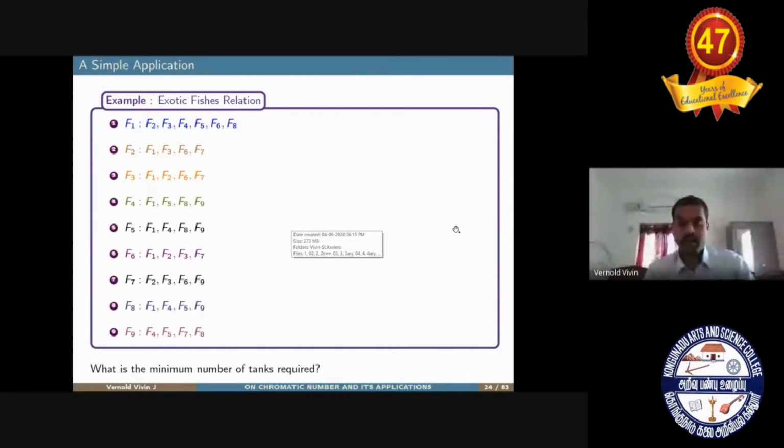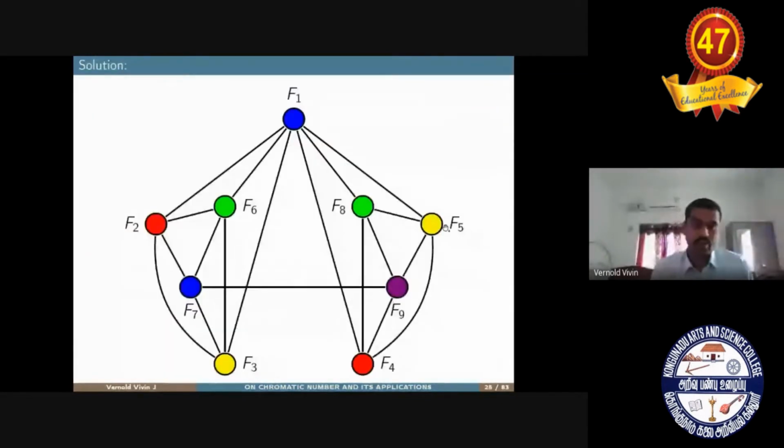Okay, so here I have drawn a graph. The graph shows fish 1 cannot be placed with fish 2, fish 3, and F1 cannot be placed with F5, F8, and F4. Similarly, F6. So this is the graph which we have formed. All the 9 fishes are represented by a graph. Whenever they cannot be placed in the same tank, they have an edge joining them, which means that they should be placed in a different tank.